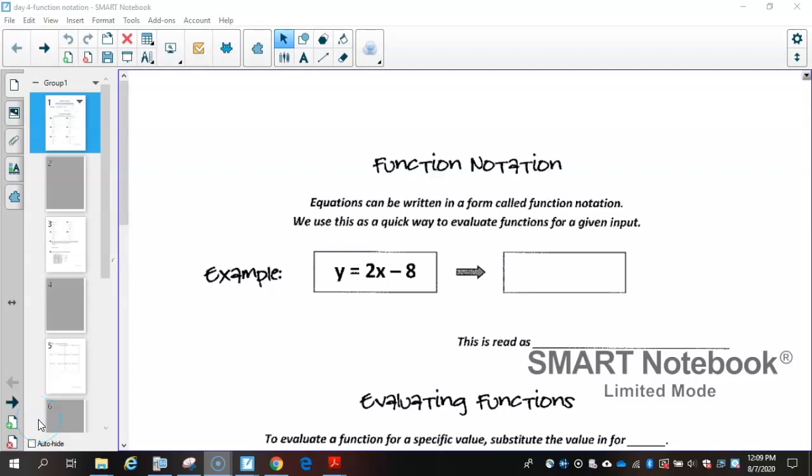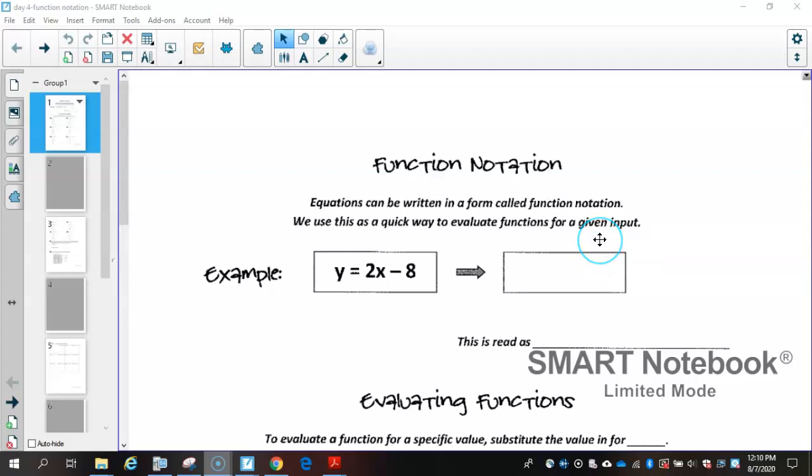Alright, in this video we're going to be talking about function notation, what that means, and what we do with it. So moving right along, equations can be written in a form called function notation. We use this as a quick way to evaluate functions for a given input.